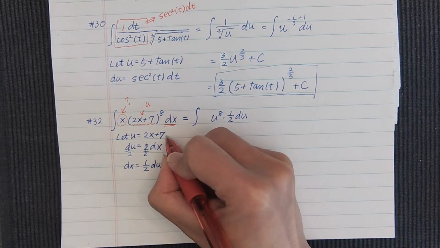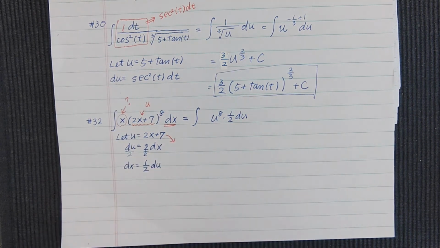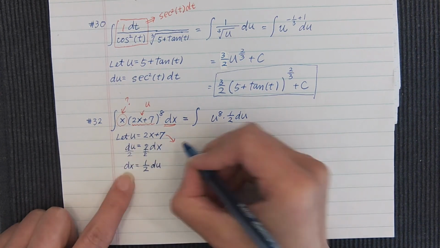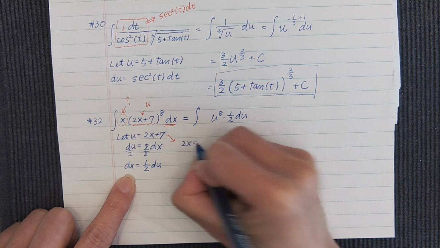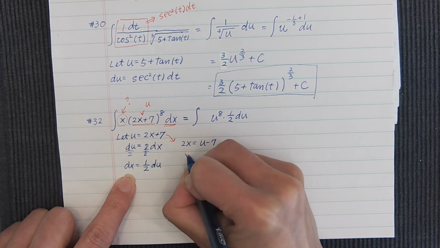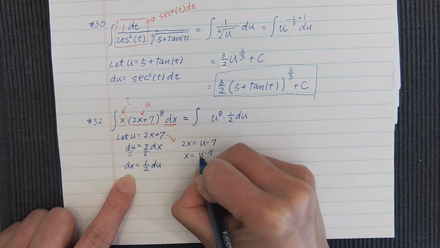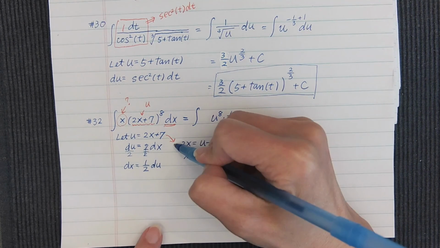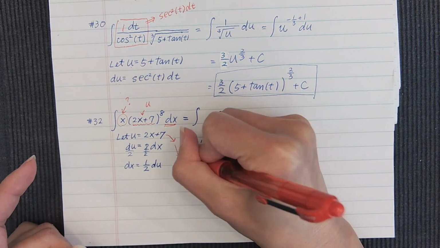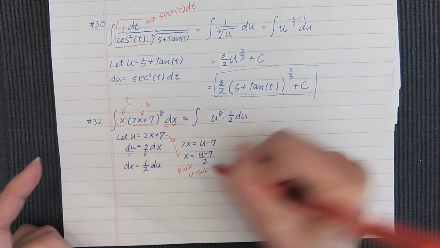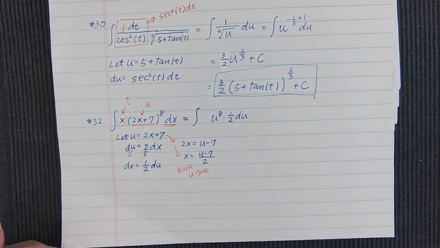2x equals u minus 7. I can make the x by itself, right? Subtract the 7: 2x equals u minus 7. But again, I don't want a 2, so x equals u minus 7 divided by 2. So this is my x. That's what we call back u sub. This one is back u sub. Alright, so now finish that one.